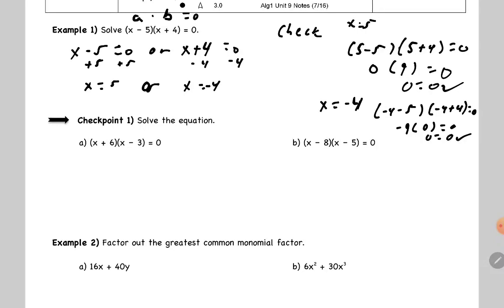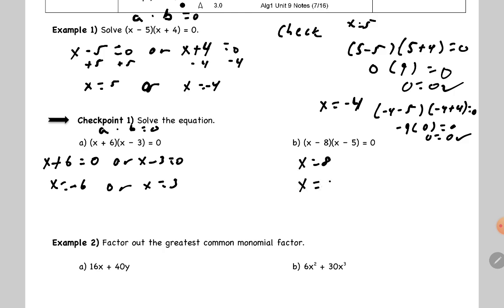Okay, solve the equation: x plus 6 times the quantity x minus 3. These are just two numbers being multiplied together, and they equal 0. So either a is 0 or b is 0. So x plus 6 equals 0, or x minus 3 equals 0. That means x equals negative 6, or x equals 3. Part B, as you're working with these, it'll become a lot quicker. This is x equals 8 or x equals 5.